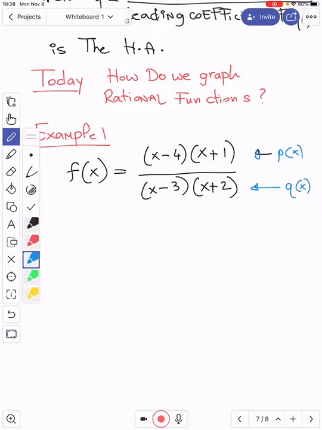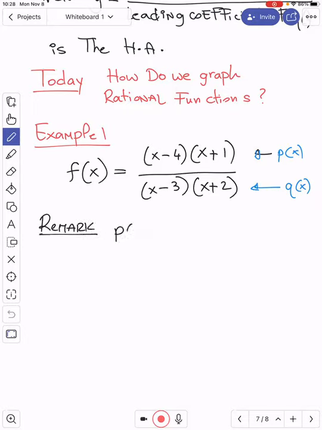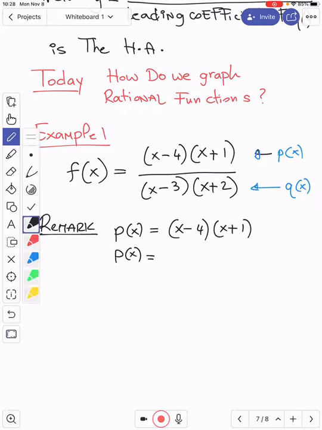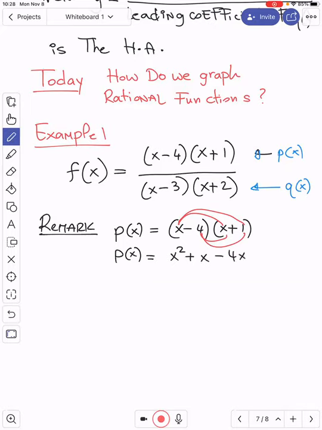Okay, so just want to remark about p and q, the degree of p and q. For example, p of x is x minus 4 times x plus 1. If we distribute, you multiply x by x, x by 1, then negative 4 by x, and negative 4 by 1. So your p of x is x squared plus 1 times x minus 4 times x, and then minus 4 times plus 1, so that's negative 4.